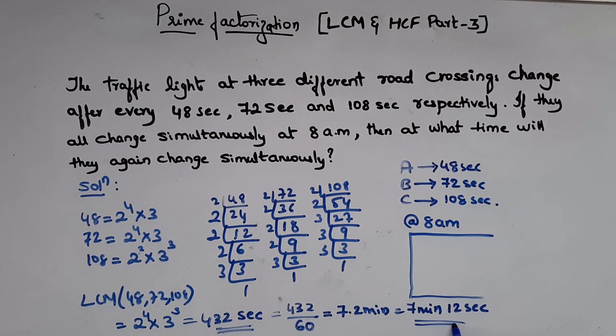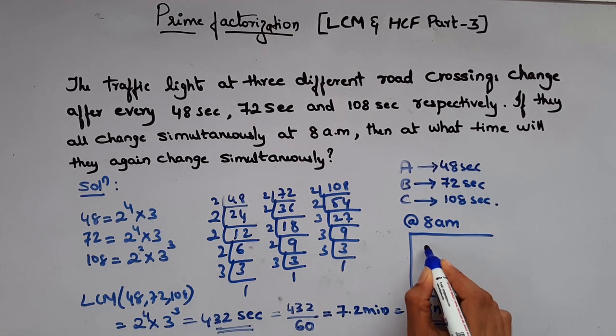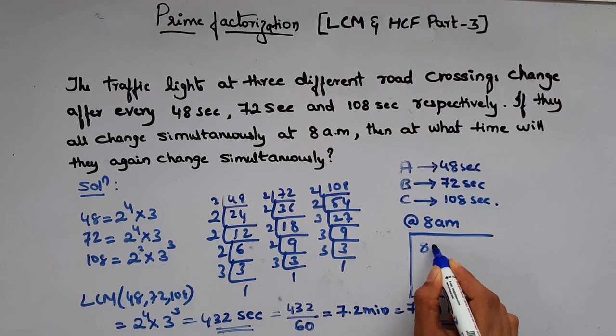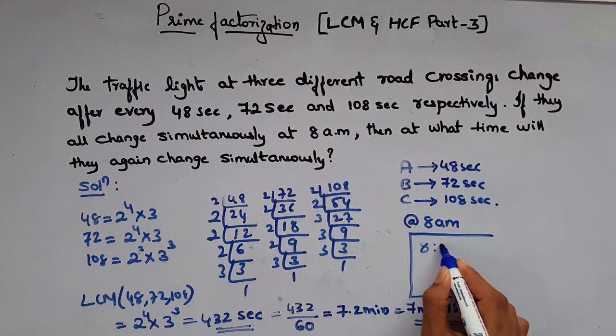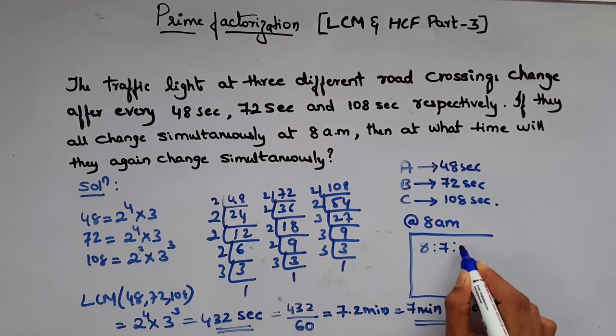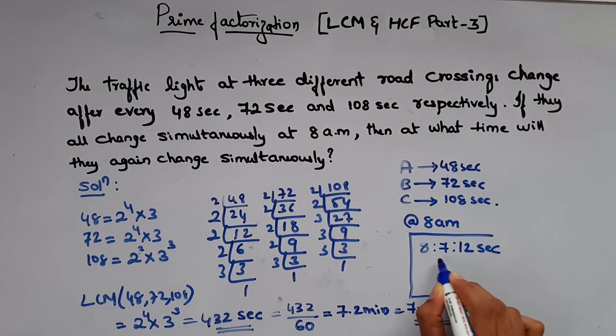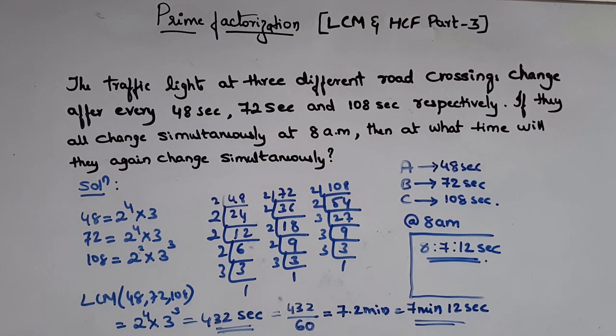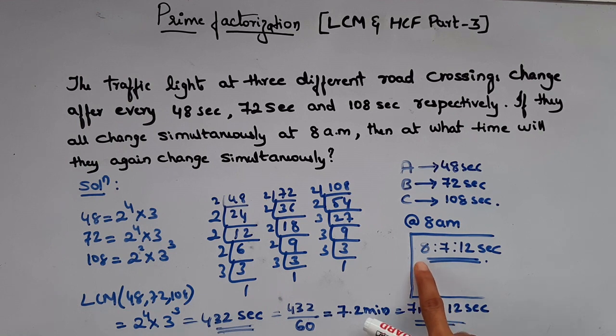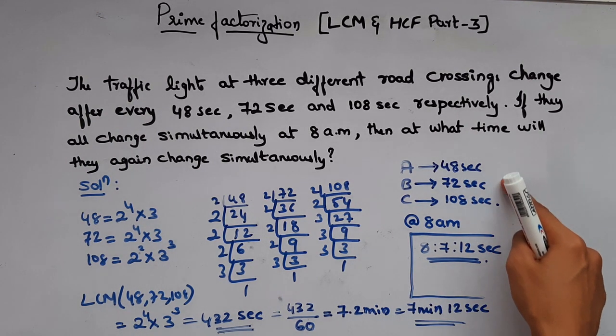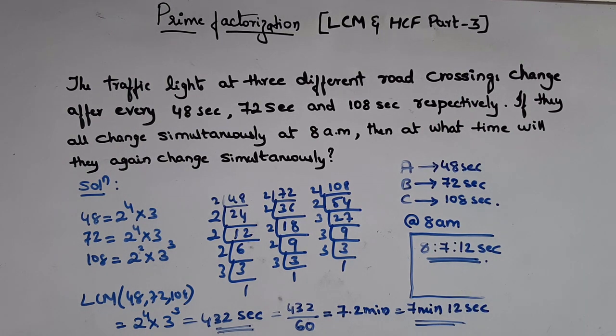That is, we have to add 7 minutes 12 seconds to 8 am. So after 8 am, again it will change simultaneously at 8 am, 7 minutes, 12 seconds. So this is your answer. So when the time is 8 o'clock, 7 minutes, 12 seconds, all the three lights will change simultaneously.